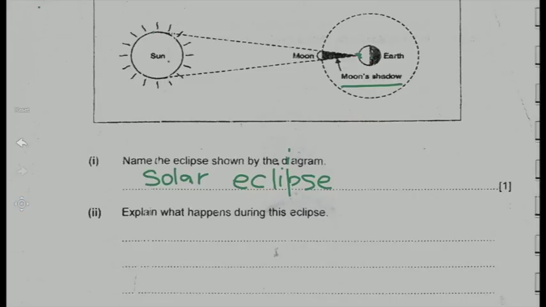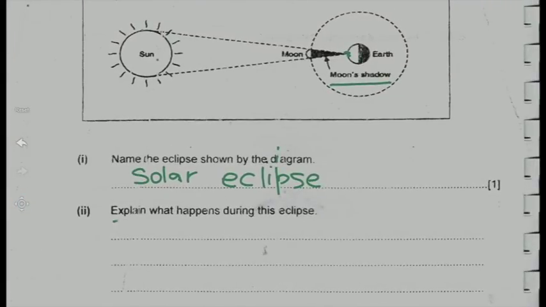Explain what happens during this eclipse. By just looking at the diagram, it is so simple. That is why I say in paper 2, some of the questions we have to answer in essay type. There are some essay type questions, one-word answer questions, full sentence questions. So this type here you have to explain. You have to explain what happens during this eclipse.